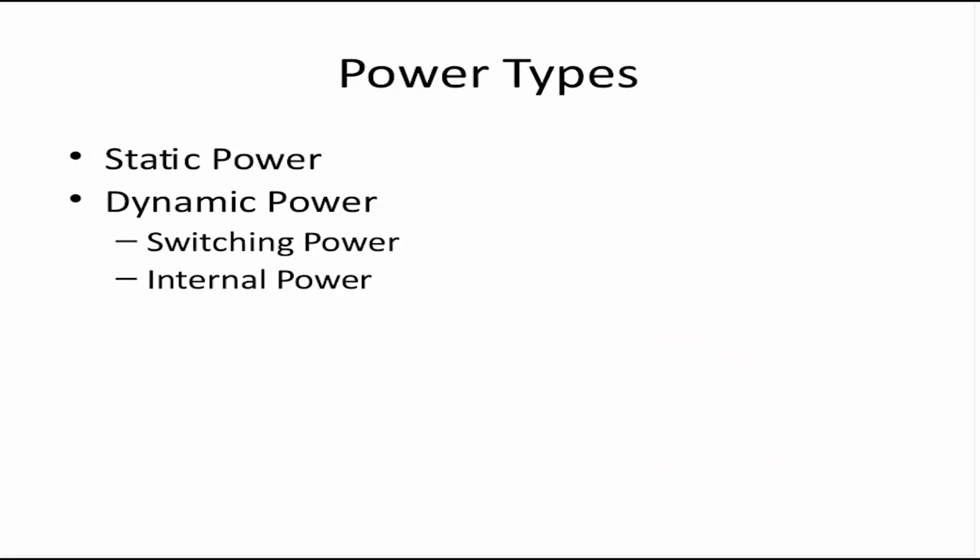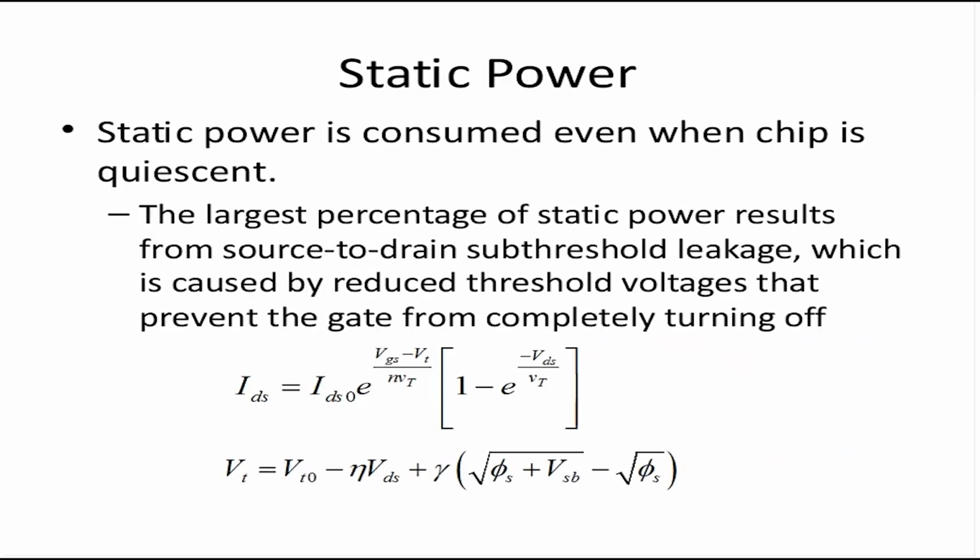Now the power numbers are divided into two types: static power and dynamic power. Again, dynamic power is further divided into two types: switching power and internal power. We'll see what each of these means. Static power is consumed even when the chip is not switching. That means even if no activity is taking place in the chip, it consumes a bit of power. This is called standby power. Let's say, for example, your mobile phone. In fact, the mobile phone works.